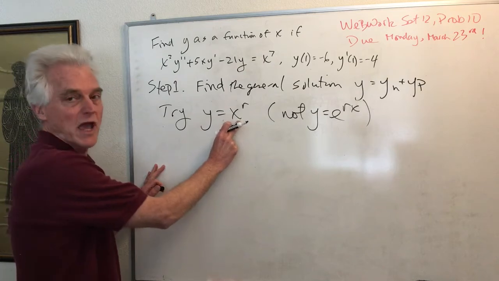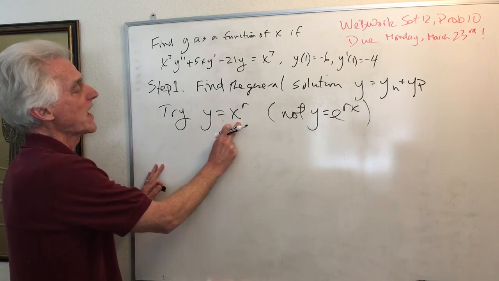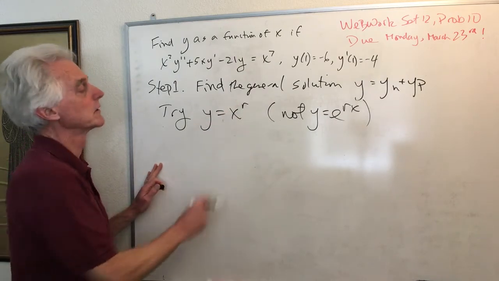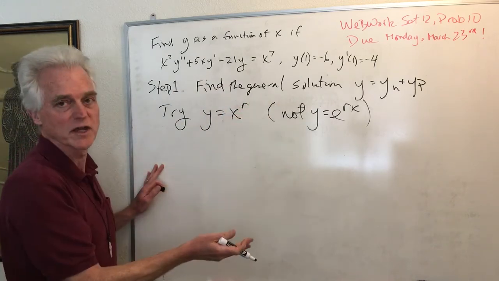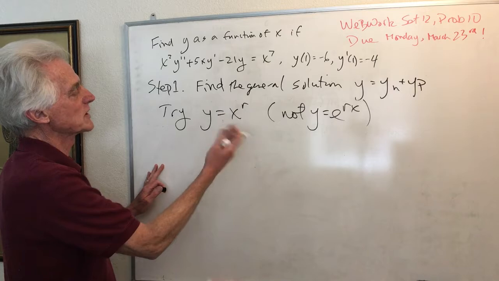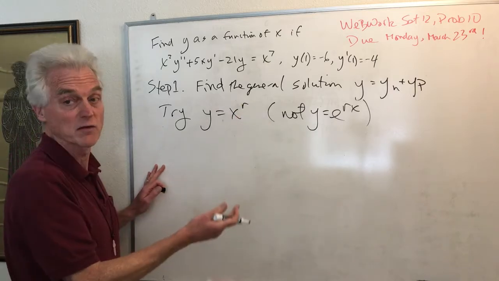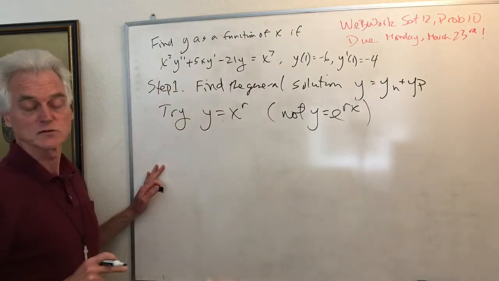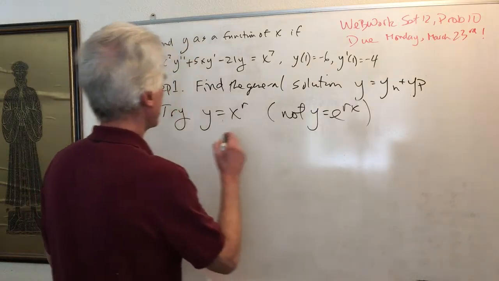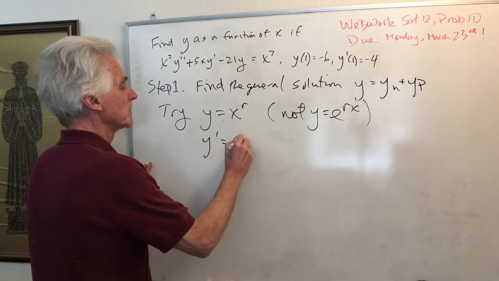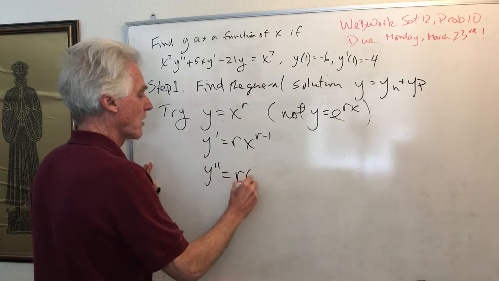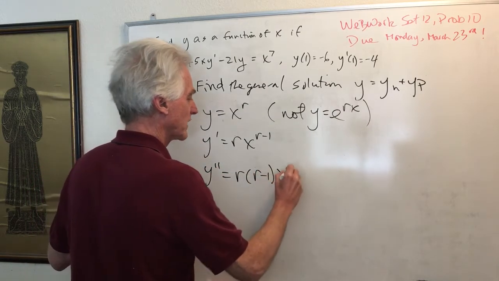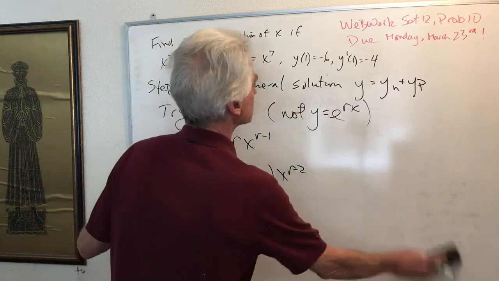If I plug in a power of x to some unknown power, then you notice that when we differentiate, I get something times x to the r minus 1. Differentiate again, I get something times x to the r minus 2, and these factors will just compensate. So let's just do that. We get y prime is r x to the r minus 1, and y double prime is r times r minus 1, x to the r minus 2. Right?